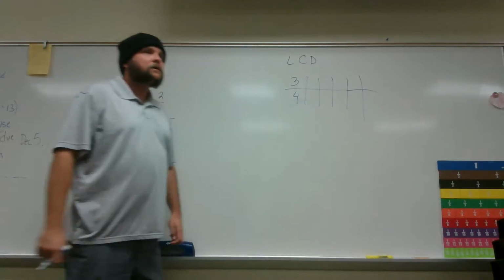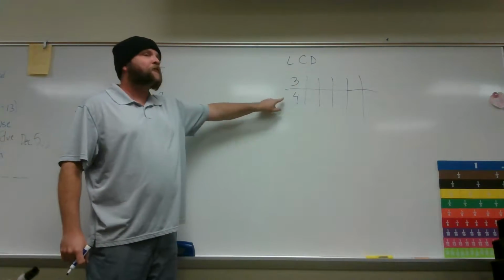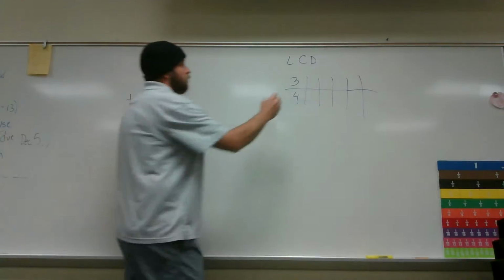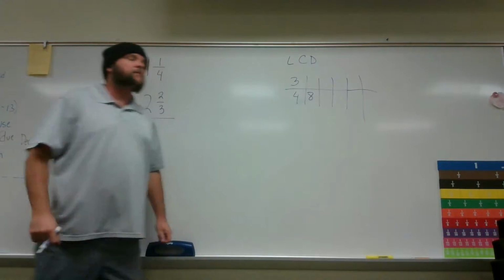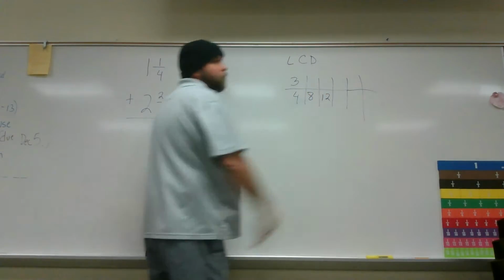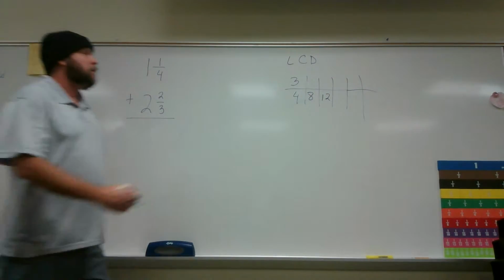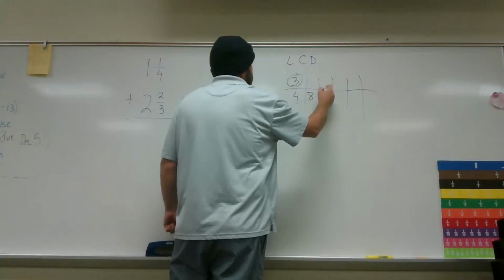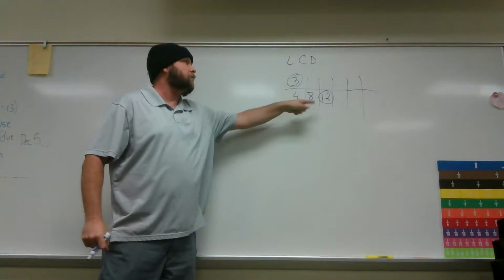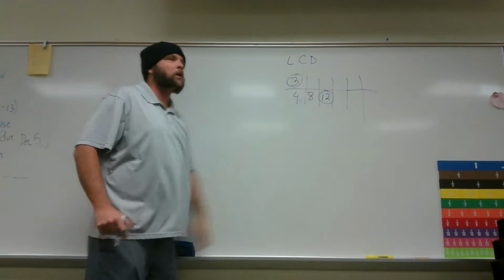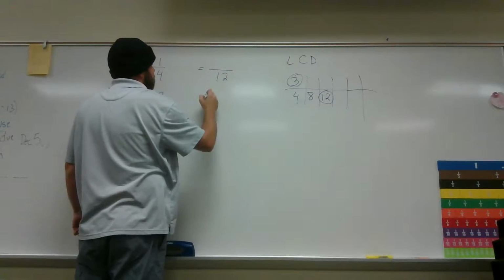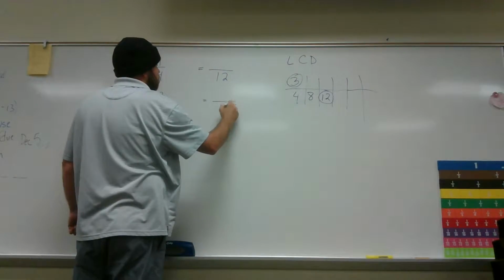Okay, so let's look. Is 4 a multiple of 3? No. Is 8 a multiple of 3? No. Is 12 a multiple of 3? Yes. Okay, so I listed my multiples of 4, and the first one I'm going to find in common is 12. So I'm going to change these so that they both have a denominator of 12.